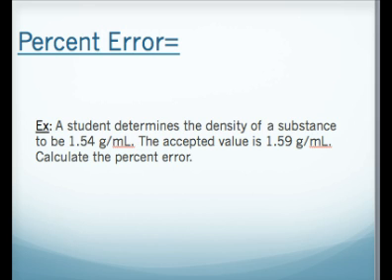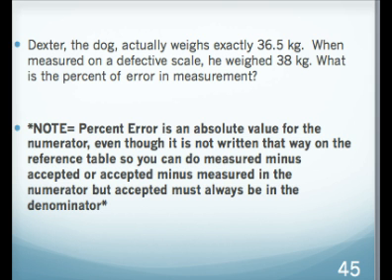If you notice, percent error can be negative or positive. We're going to take the absolute value of the numerator to just figure out how much error we have. We're not concerned with whether the value that we got was greater than the actual value or less than the actual value. We just want to know the amount of error in the measurement. If you could also try this question about my dog Dexter, and we could figure out how much error we have in the question.